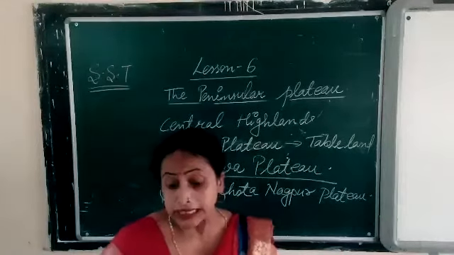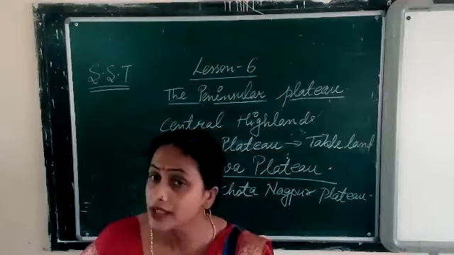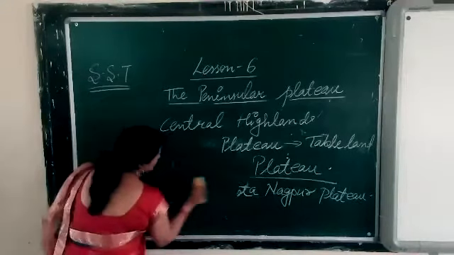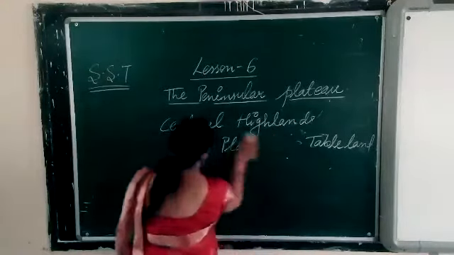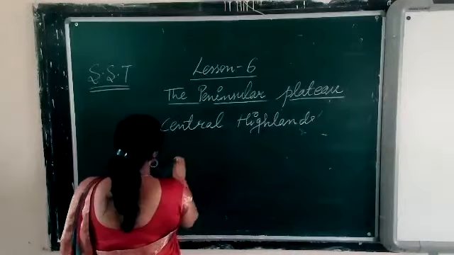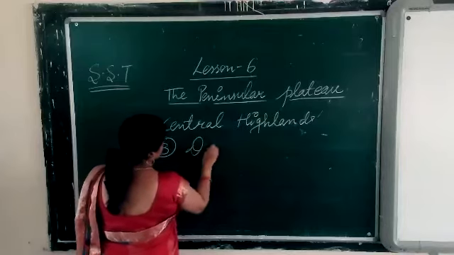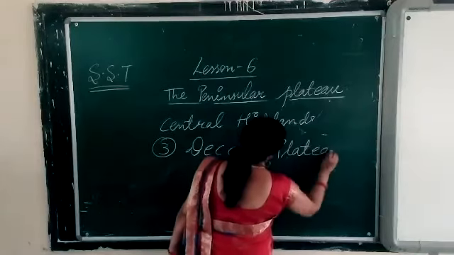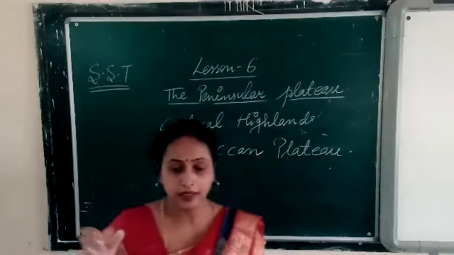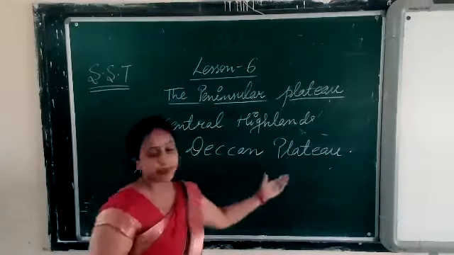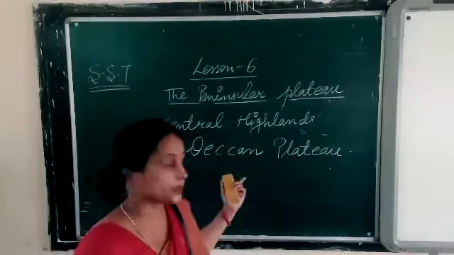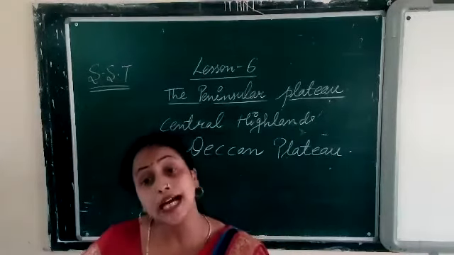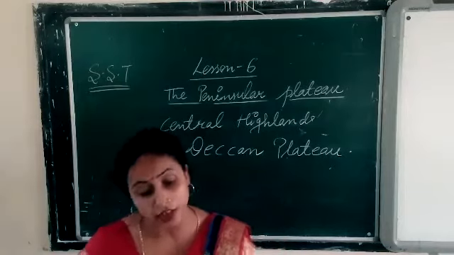Now we will learn the Deccan Plateau. Which plateau we will learn? Deccan Plateau. Okay. So I am going to write here 3 5. That is Deccan Plateau, and this is the third plateau we are going to learn now. Now the Deccan Plateau consists of the region south of the Narmada River and the Satpura Hills.